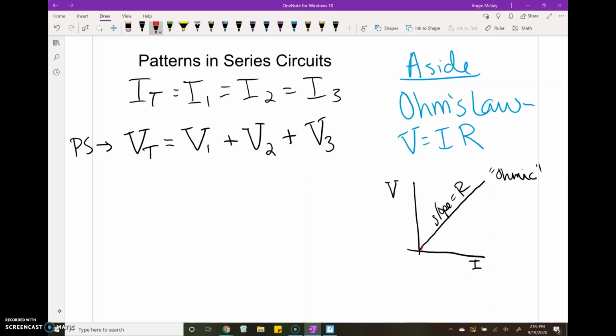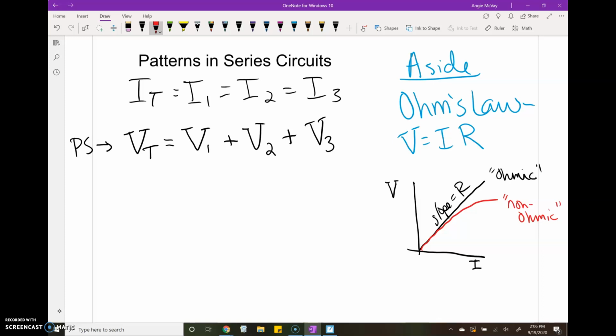Sometimes you will see the slope decreasing as the voltage and current increase. The slope will be decreasing, and this relationship is non-ohmic. And you won't have to do anything with that other than recognize whether a relationship is ohmic or non-ohmic.